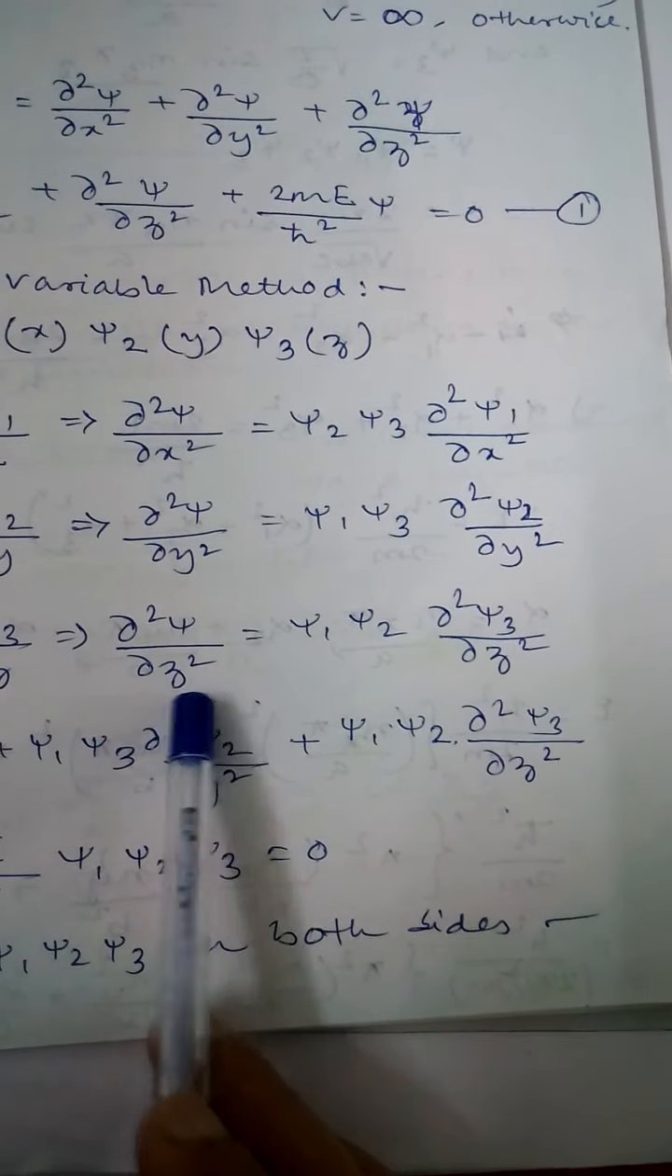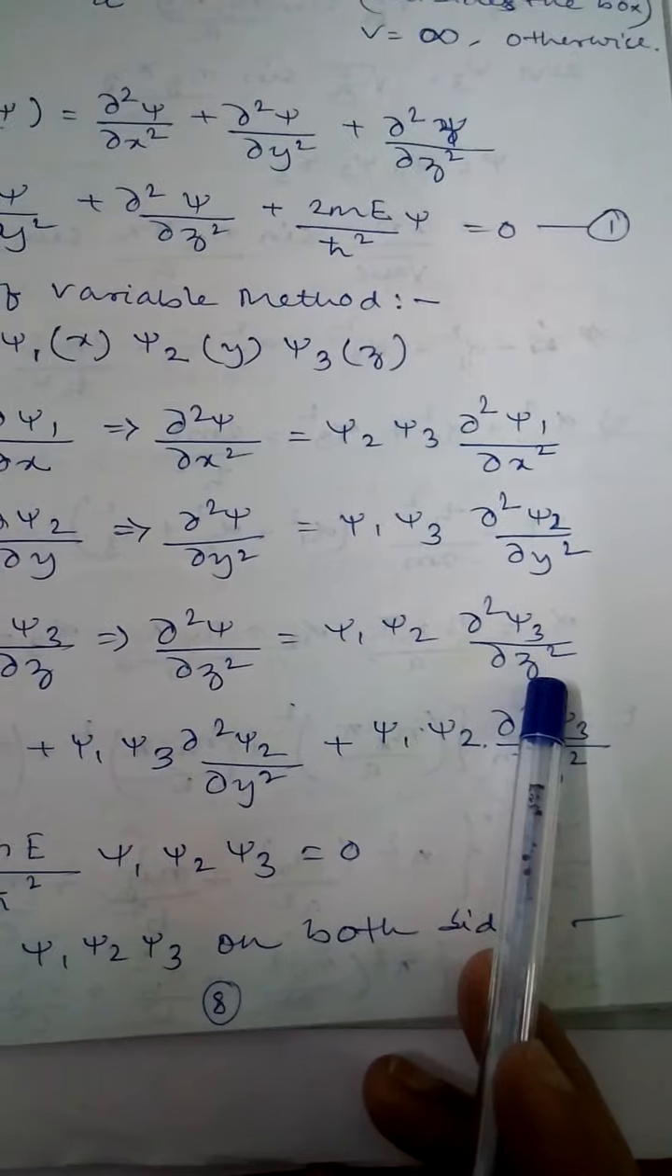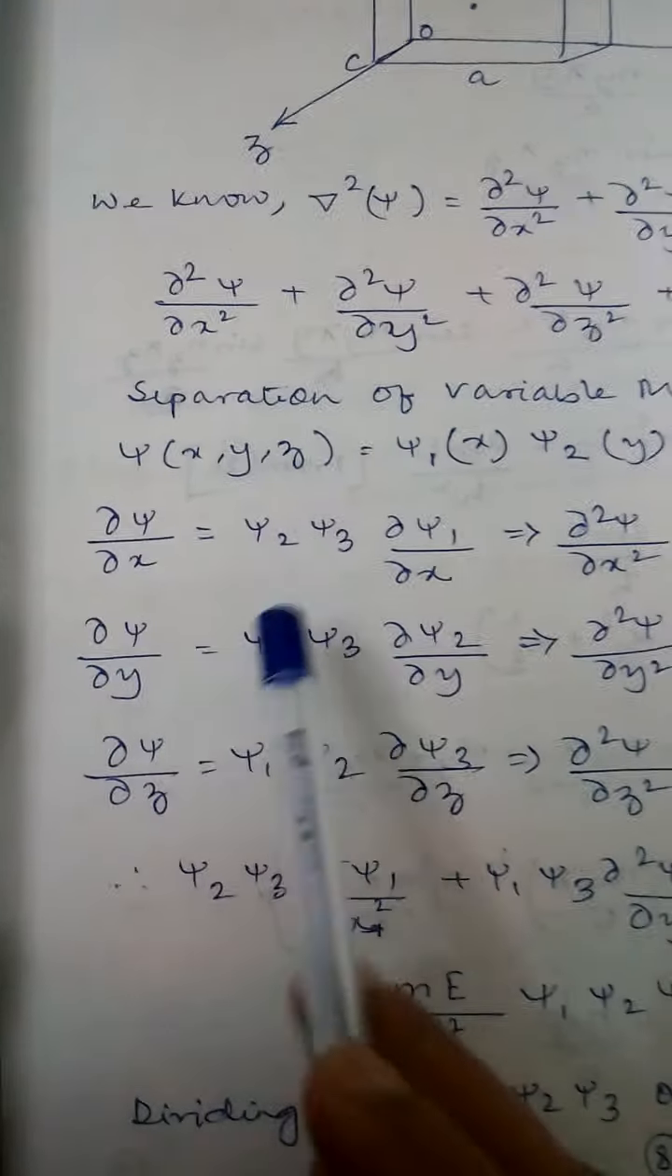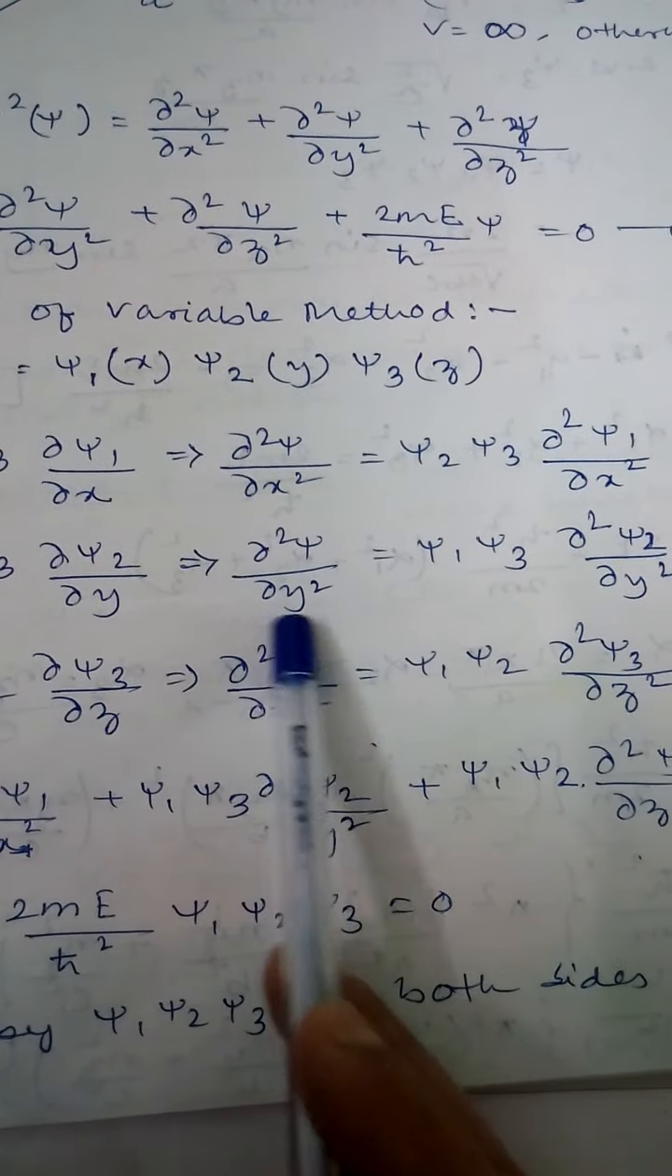Similarly, we can calculate del square psi by del z square as psi 1 psi 2 into del square psi 3 by del z square. Clear? So far we have calculated del square psi by del x square, del square psi by del y square, and del square psi by del z square.